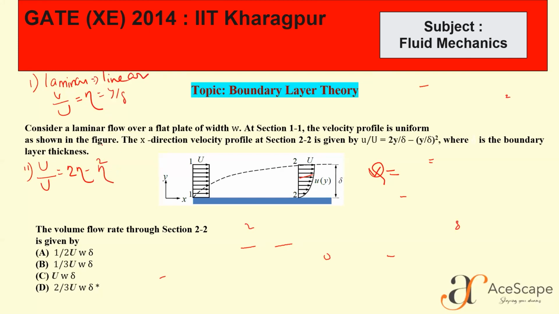So this is the parabolic profile, and the third one is the cubic profile. I should write max here, later it will get confusing. u upon u max is 3 by 2 eta minus 1 by 2 eta cube. Okay.